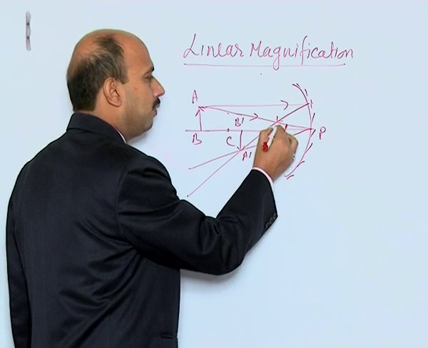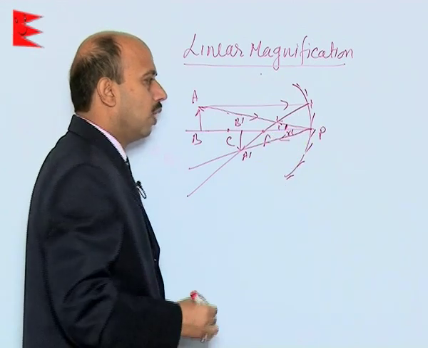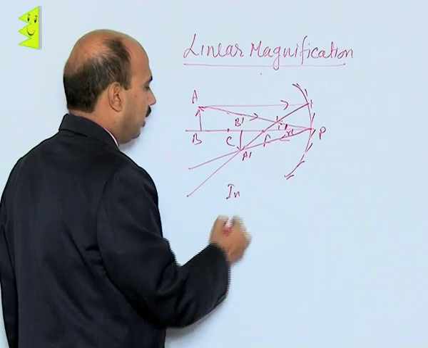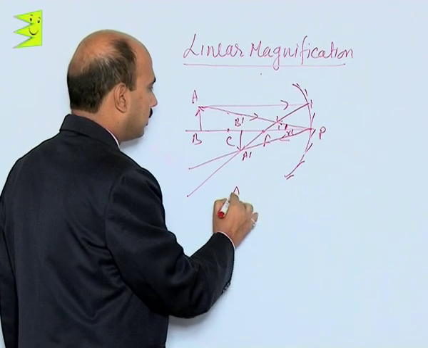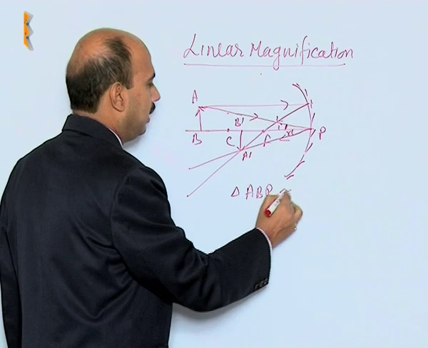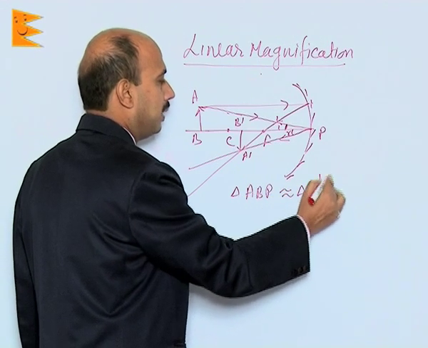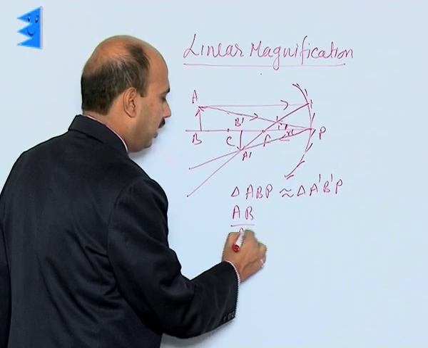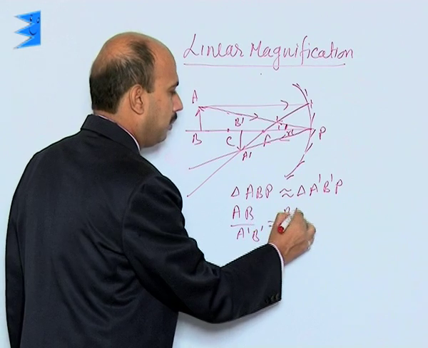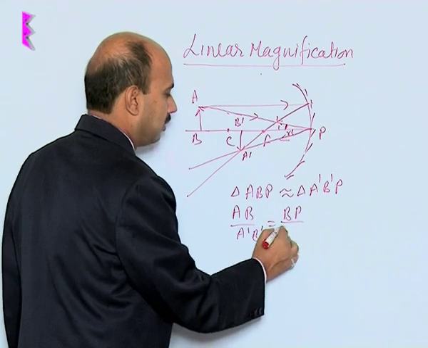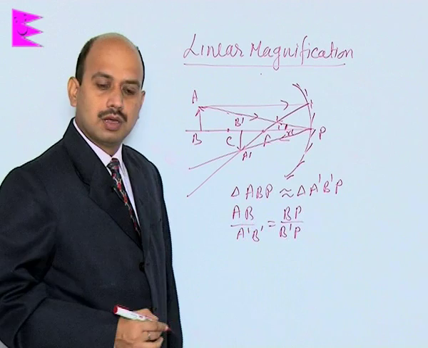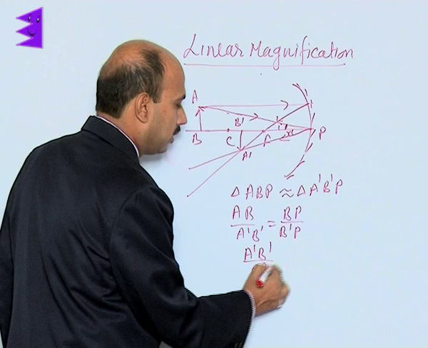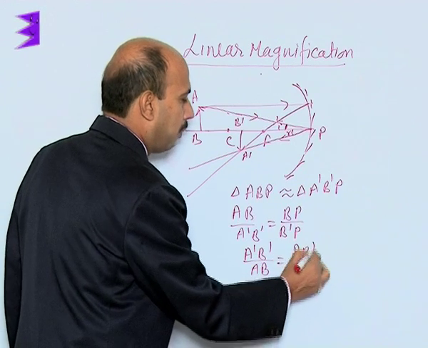This will be the angle of incidence I and this is R, these two are equal. So, now if you take triangles, we can write here triangle ABP is similar to triangle A dash B dash P. So, we can write AB upon A dash B dash is equal to BP upon B dash P, or we can write A dash B dash upon AB is equal to PB dash upon PB.